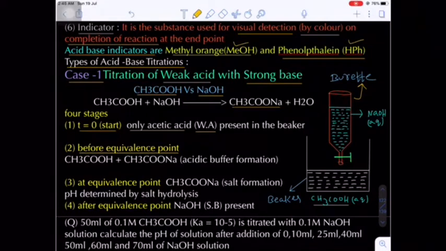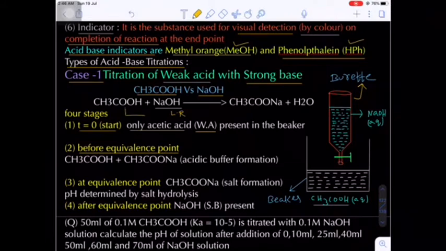Now the second stage, before the equivalence point. The equivalence point is where the number of equivalents of acid equals the number of equivalents of base. Before the equivalence point, you are adding NaOH into the acetic acid solution. Acetic acid reacts with NaOH to form sodium acetate. Are you getting my point? That means salt is forming, sodium acetate, and in the beaker acetic acid will be present.